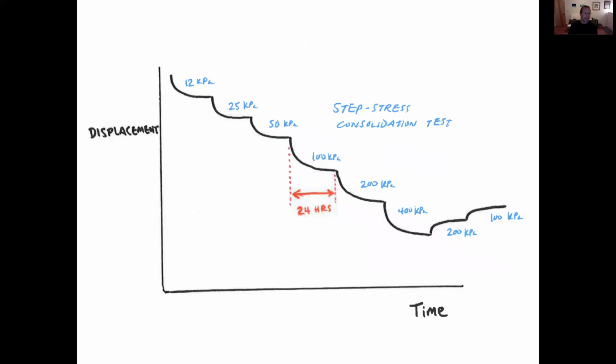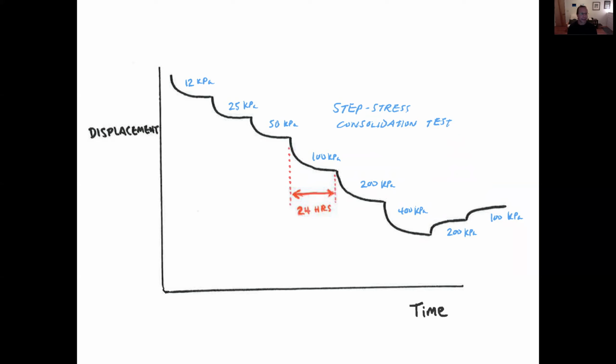This is the sequence of loading. So we have a displacement versus time, and you see this is what's called a step stress consolidation test. What's occurring here is that the stress level is doubling at each increment. This is very, very common. Each increment is left in place for 24 hours, and that is sufficient time for that small specimen to be draining that excess pore water pressure that we just discussed in the previous slides.